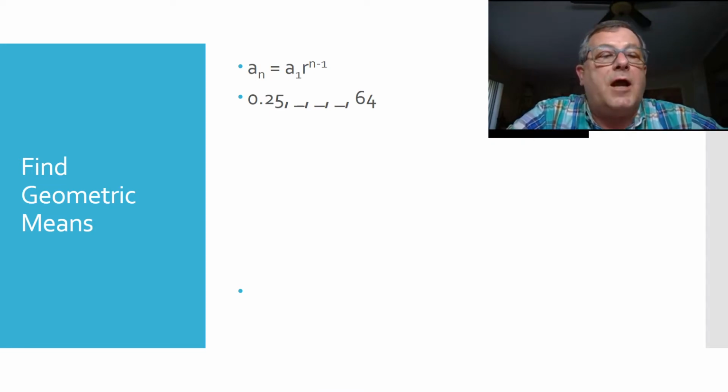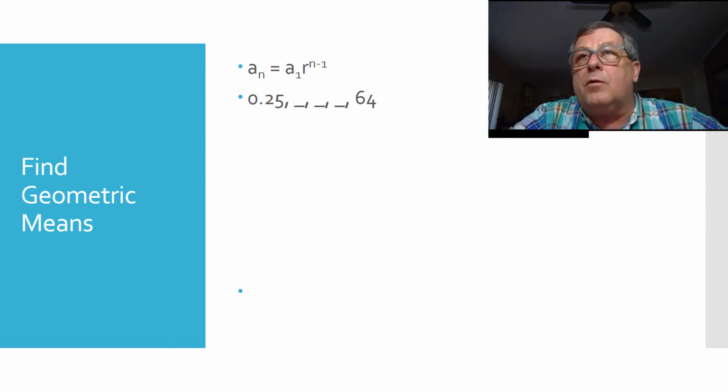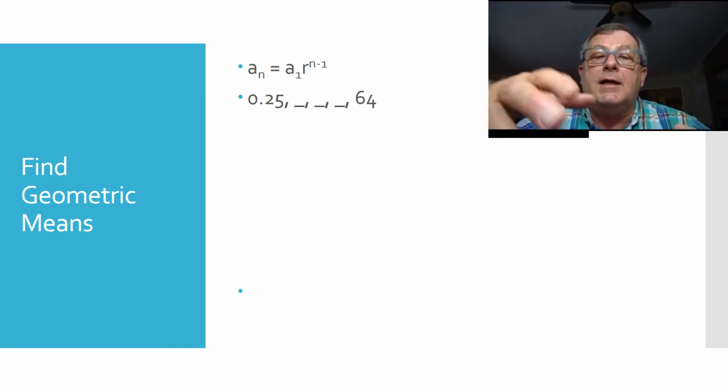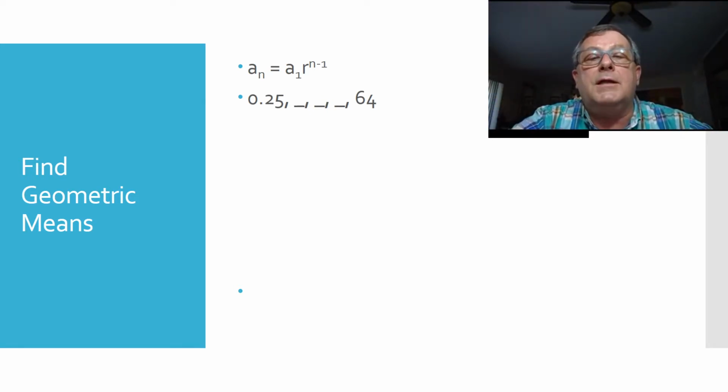Okay, so here's another example where we're going to find the geometric means. And we're going to discover here that we're going to be taking the even root of a number. And that's going to cause us to have to do something a little bit differently as we find these geometric means.